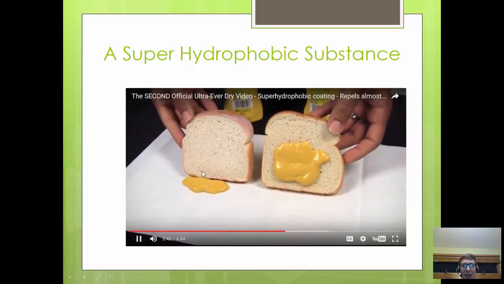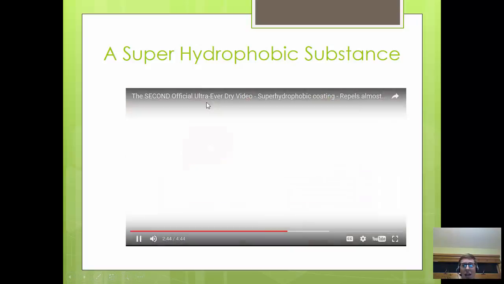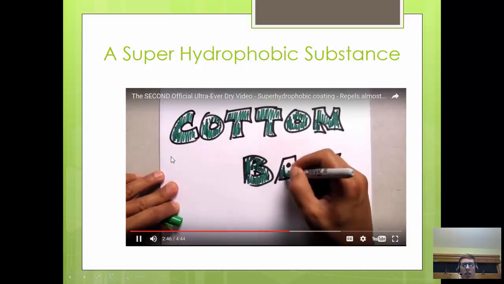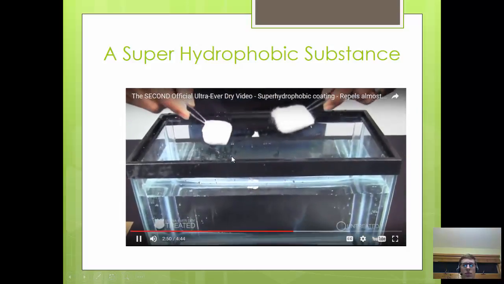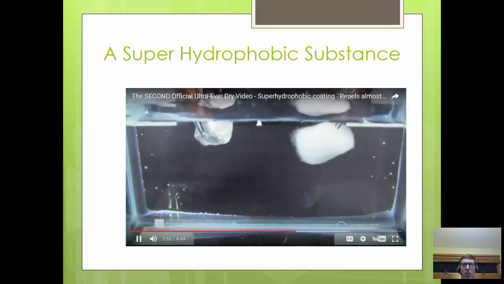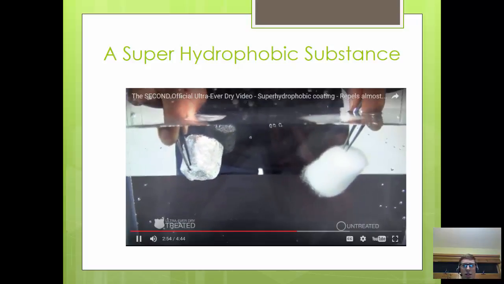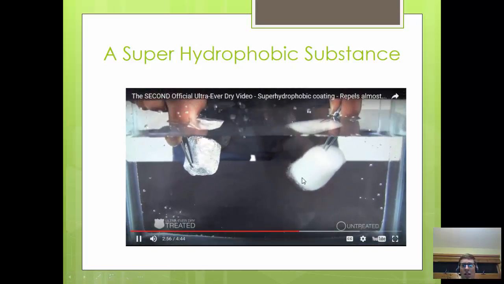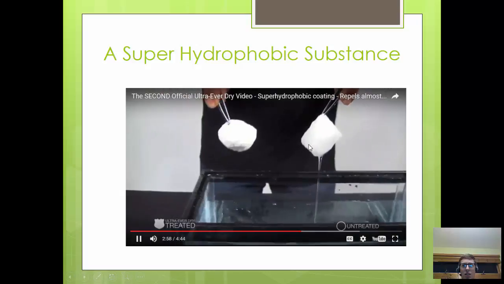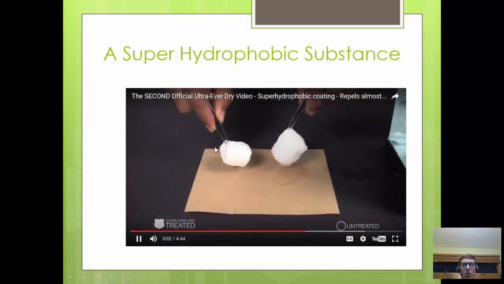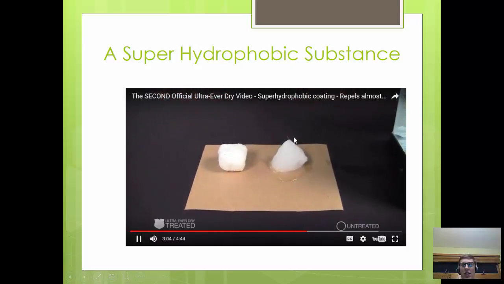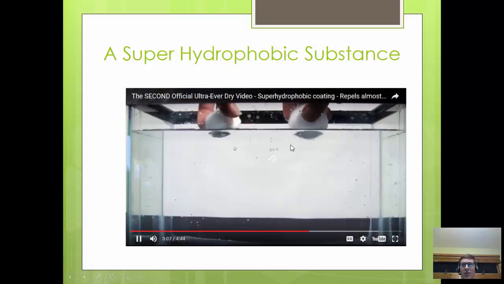The treated side is nonpolar, hydrophobic, afraid of the water. Look at that cotton ball. Look at it. This side, treated. This side, not treated. Treated side, it's not getting wet. There's no water getting in there. And now untreated, very wet.